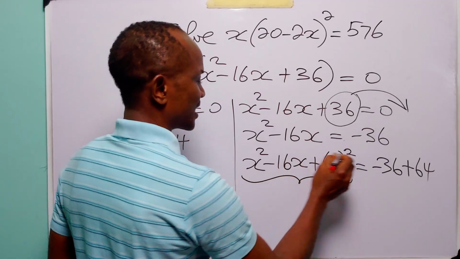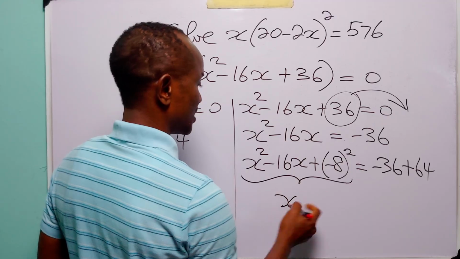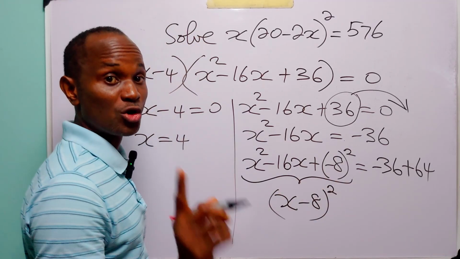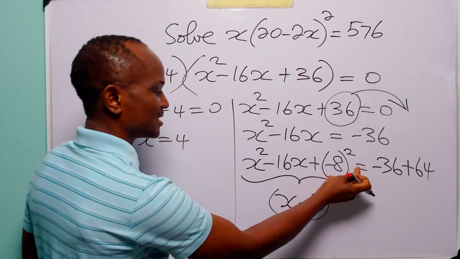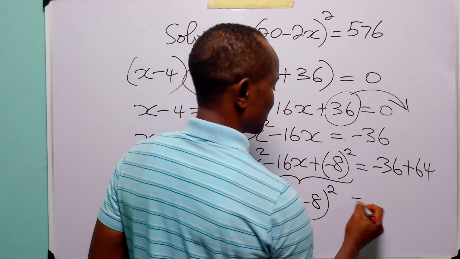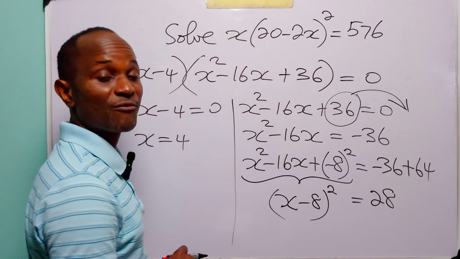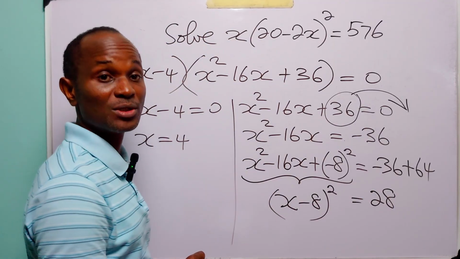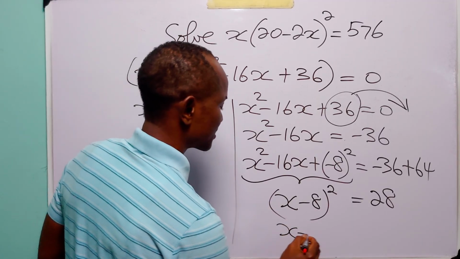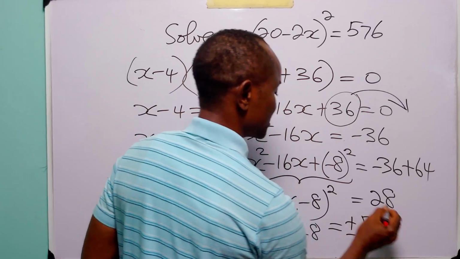Now you will see that on the left-hand side of this equation, we have a perfect square. So we take 1x and we take 1 minus 8 and we square. Note that if you expand this bracket, this is exactly what you are going to get. So we haven't changed anything. And this is equal to 64 minus 36 is 28. Of course, you know that the next step to solving this equation will be to take square root of both sides of the equation. When we do that, we have that x minus 8 is equal to plus or minus the square root of 28.